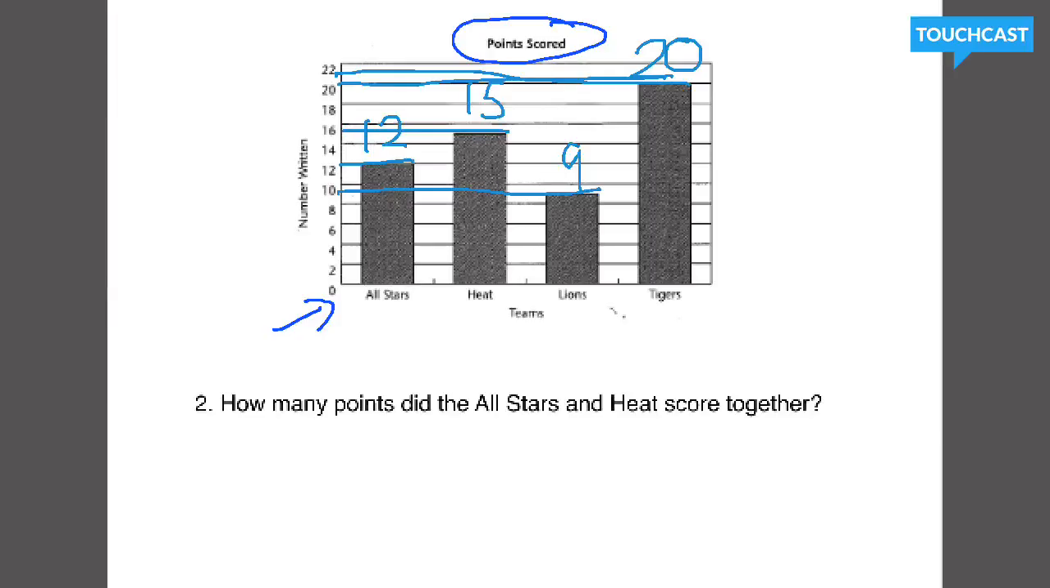Check off your work. Let's look at this question. How many points did the All-Stars and Heat score together? Pause this video now and try to solve. How many points did they score together?